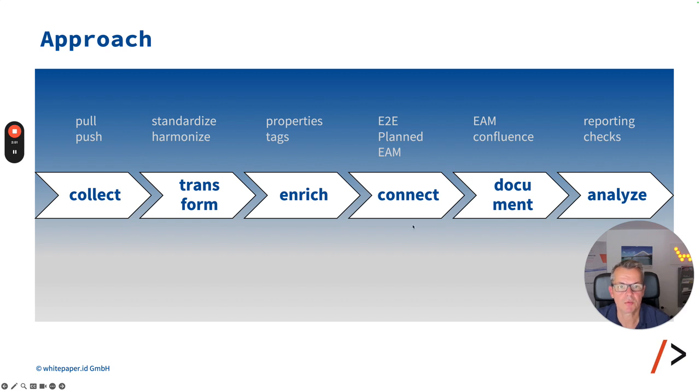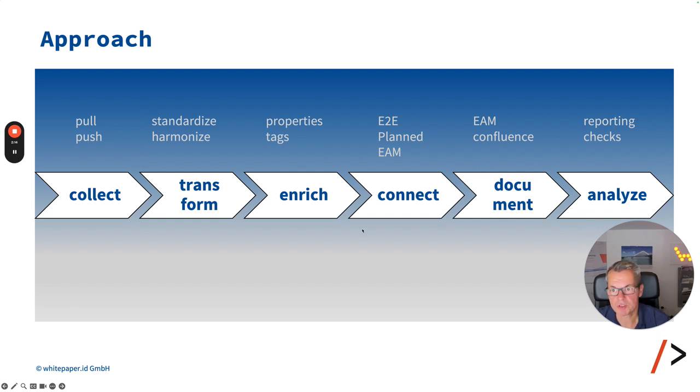In connect, we are combining them until we have end-to-end integrations. We connect them also with planned initiatives, for example, from your integration assessment or from Jira for now. And we also connect them with existing enterprise architecture management interfaces we have discovered through this collect phase. And then we document them by pushing them towards EAM, pushing them towards Confluence so far. And in the analyze step, we make sure that the interfaces can be reported on.